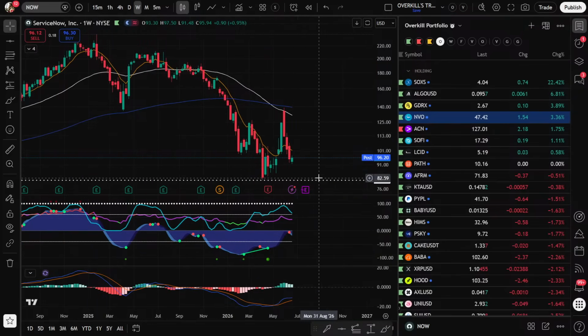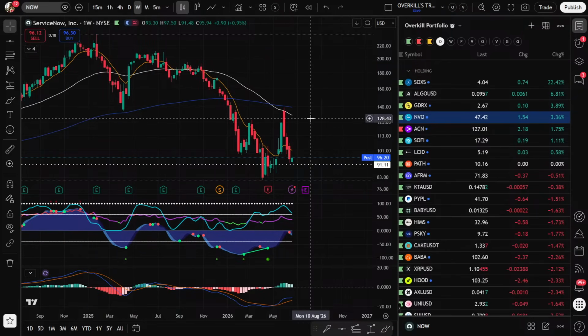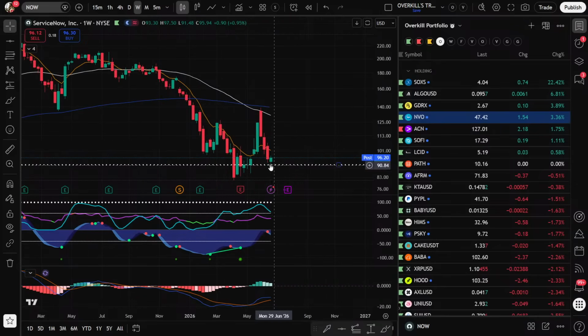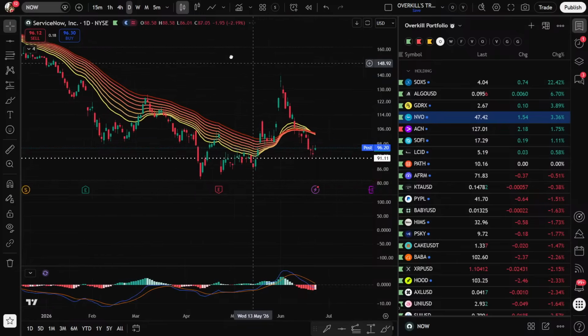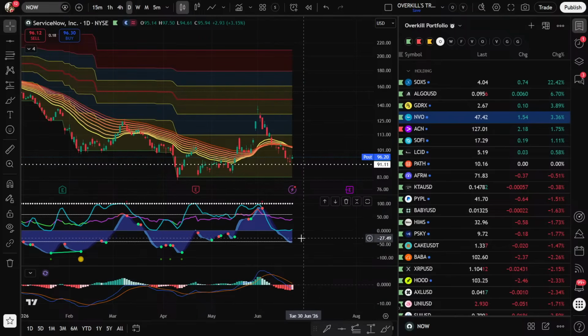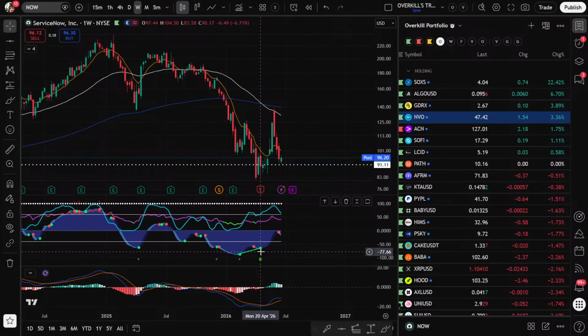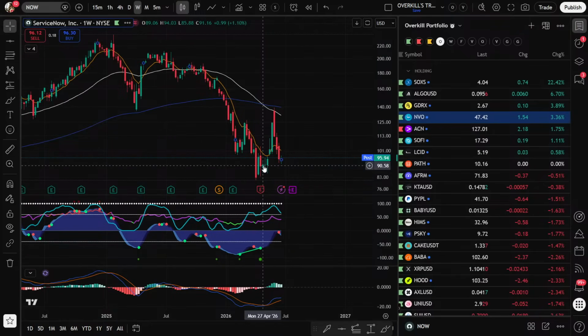ServiceNow is actually trying to turn the corner here. So it pulled all the way back here to 91. Nice green candle here this week. Let's look at the daily. Okay, nice bounce here on the daily. What I'd want to see on ServiceNow is a daily alert. I don't think that'd be a bad place to re-enter the trade because, again, we got our last signal right here in April. That came right there at $90.